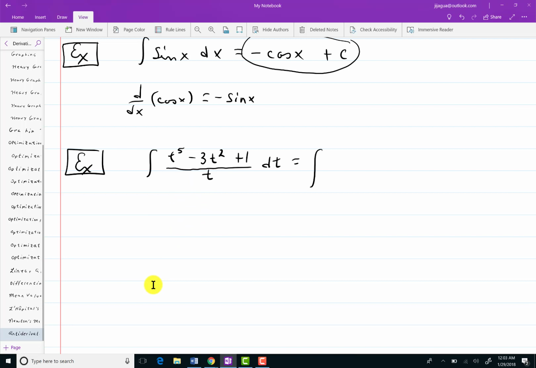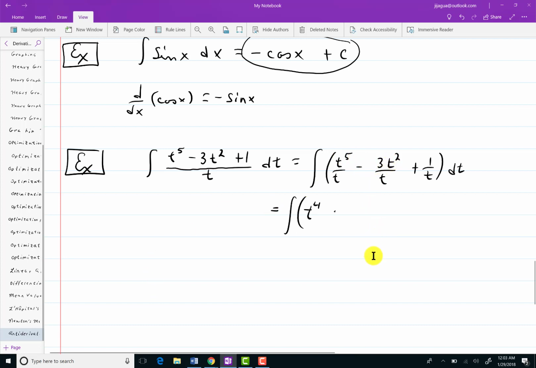Now, what I want to do is break this up into 3 fractions. So I'll have t to the 5th over t minus 3t squared over t plus 1 over t dt. Now, when I have a big expression inside of the integral, I like to put parentheses around it. The t to the 5th over t is t to the 4th. 3t squared over t is 3t. So I have minus 3t plus 1 over t dt.